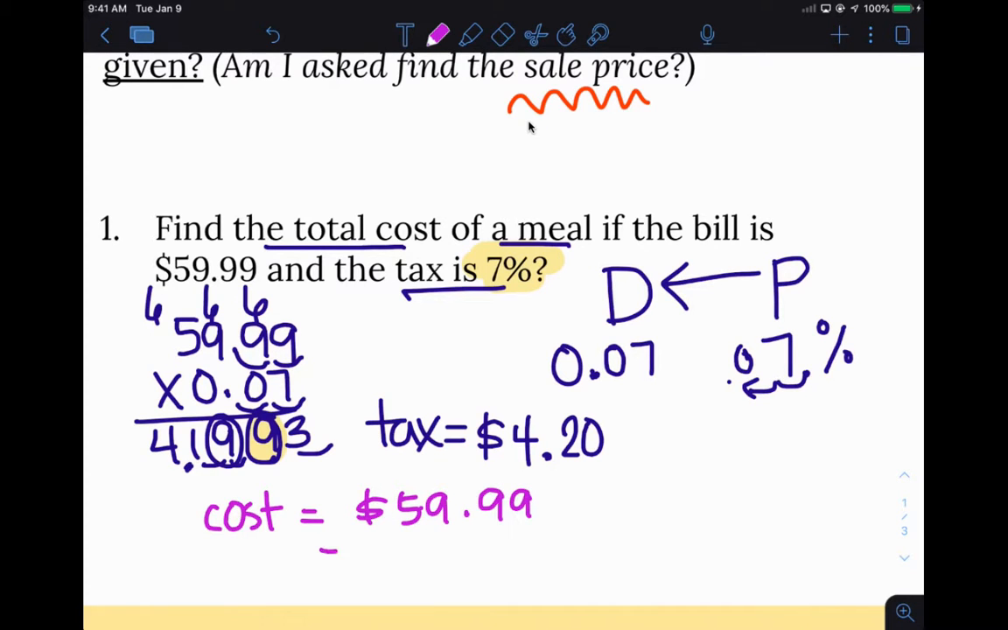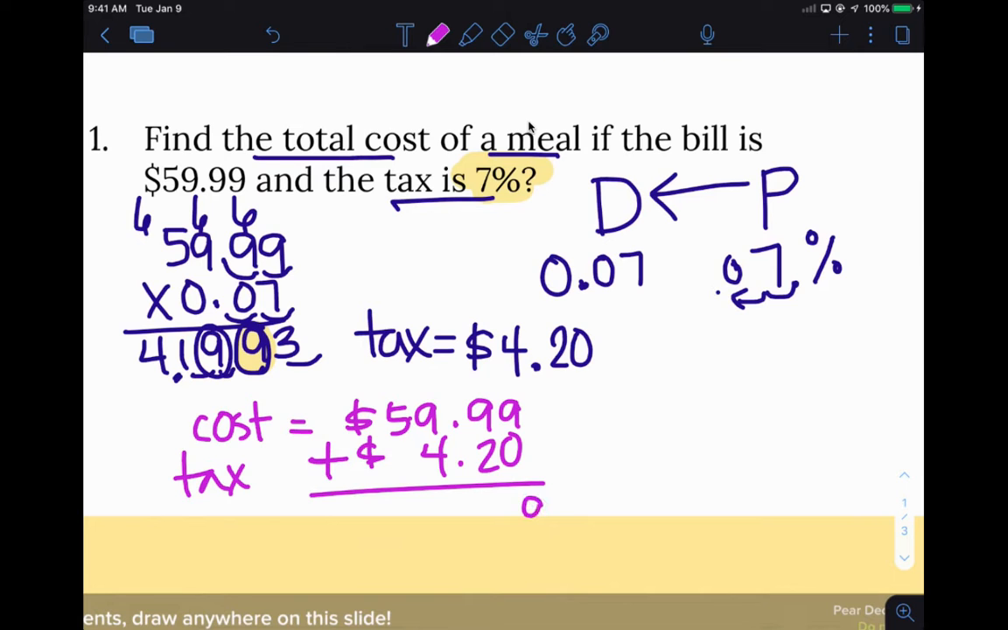So the cost of the meal is $59.99. And we need to add the tax, which is $4.20. So what you're going to pay here is going to be 11, 14. So the final cost of this meal would be $64.19, at least with the information that they give us, when you find the total cost after the tax. This does not include the tip, of course, but they're not giving us any information about the tip. So we're going to leave it like that.